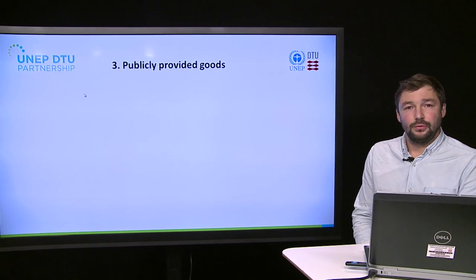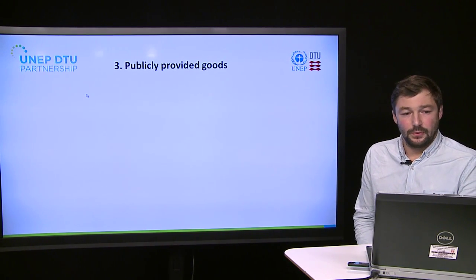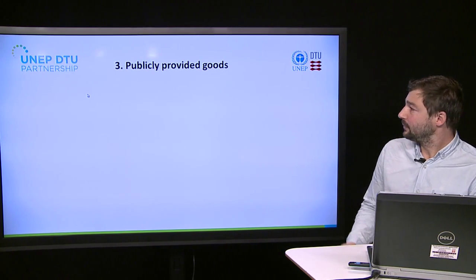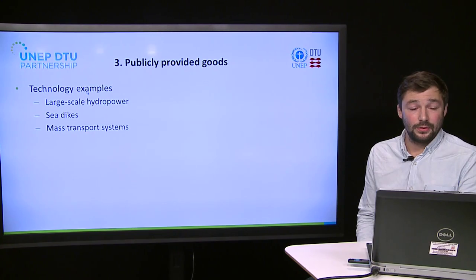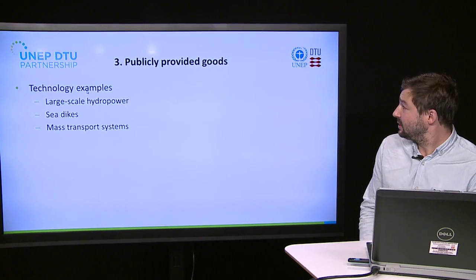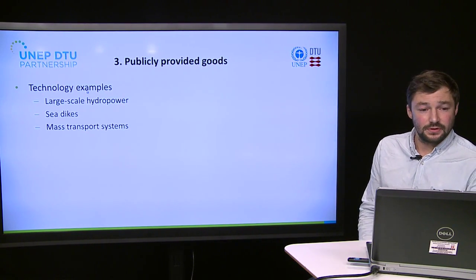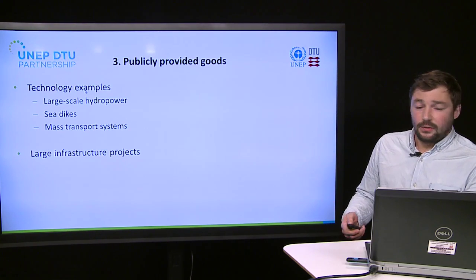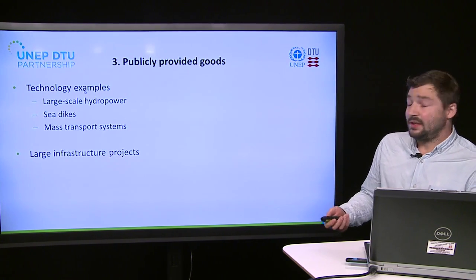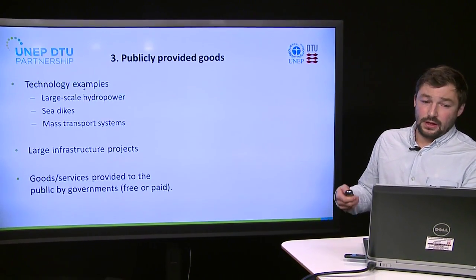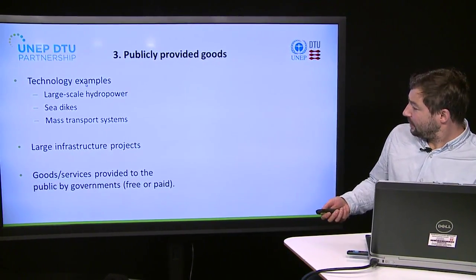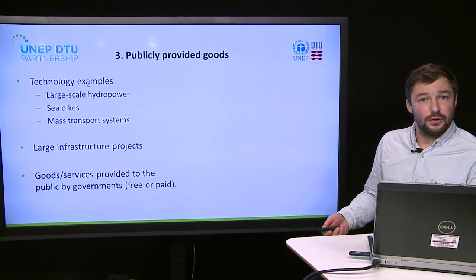So turning now to the non-market goods, we start with the publicly provided goods. The technology examples in this category include large-scale hydropower, sea dikes, mass transport systems. And what is evident here is that these are typically large infrastructure projects where goods and services are provided to the public by the government, either in a free or paid form.